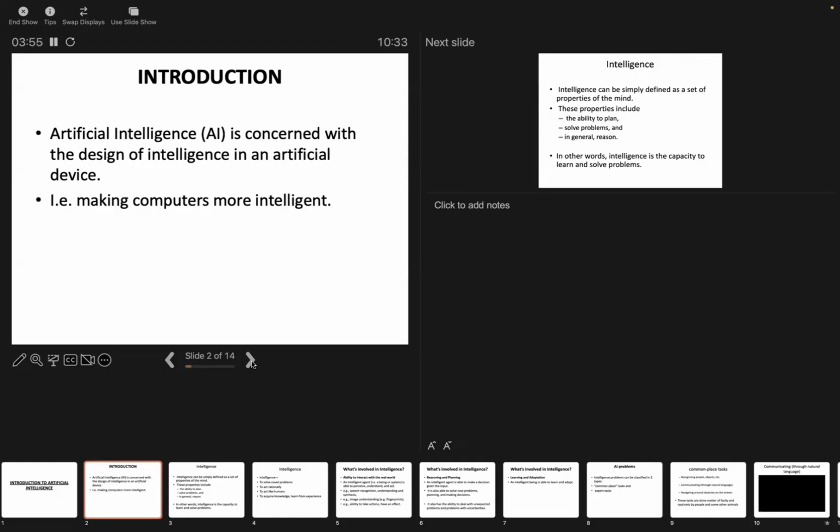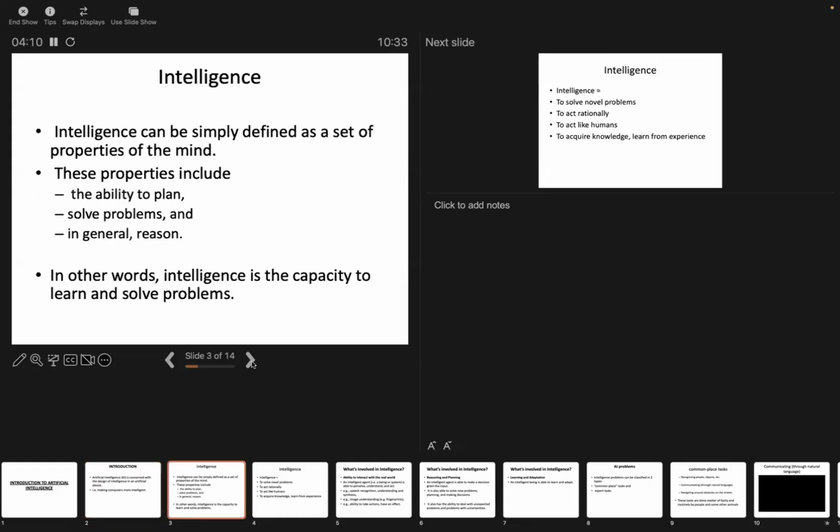So in the course, we want to learn the principles that guide how we can approach this subject of making computers more intelligent. Let's look at the definition of intelligence to start with. Intelligence can be defined as a set of properties of the mind. So what we're trying to say basically is when we talk about intelligence, intelligence encompasses three aspects, namely ability to plan, and we're going to discuss this in detail, ability to solve problems, and in general, reasoning.